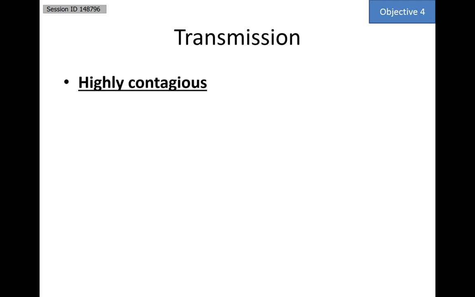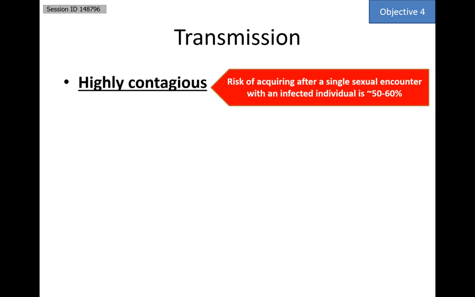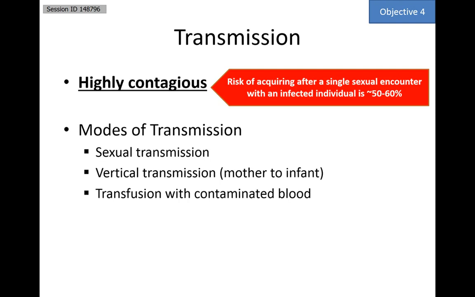It is a highly contagious STI with an estimated risk of 50 to 60% after having a single sexual intercourse with an infected individual. It's commonly transmitted through sexual intercourse. However, it can also be transferred from a mother to the fetus. And there are some cases of blood transfusions, but we don't tend to see this now just because blood banks are screening for different types of infections.